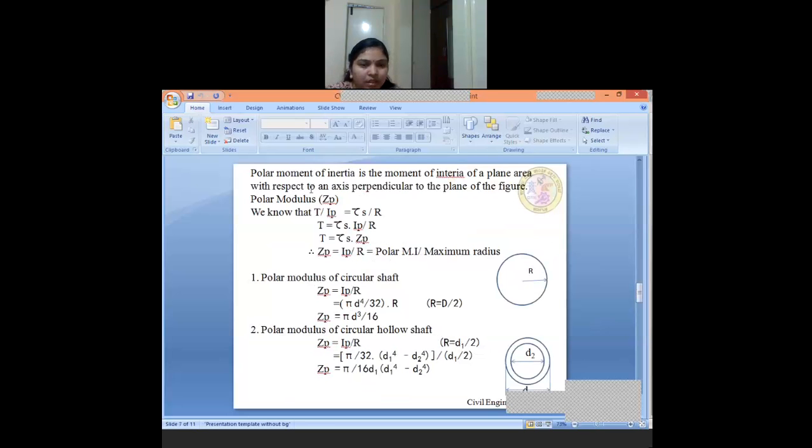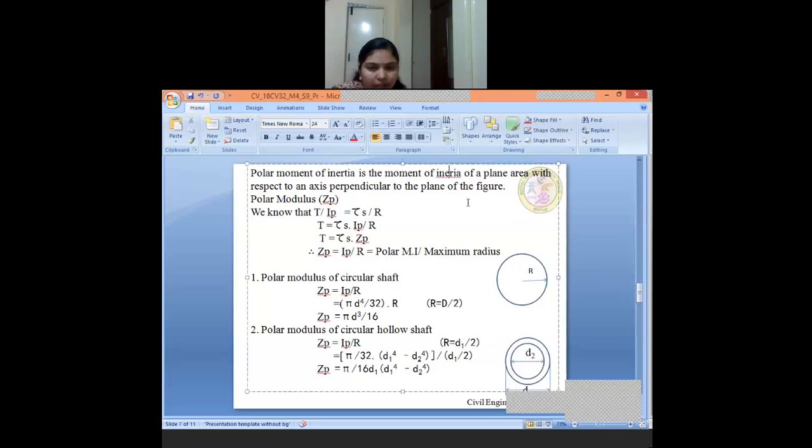Next, let us see what the polar moment of inertia is. The polar moment of inertia is the moment of inertia of a plane area with respect to the axis perpendicular to the plane of the figure.